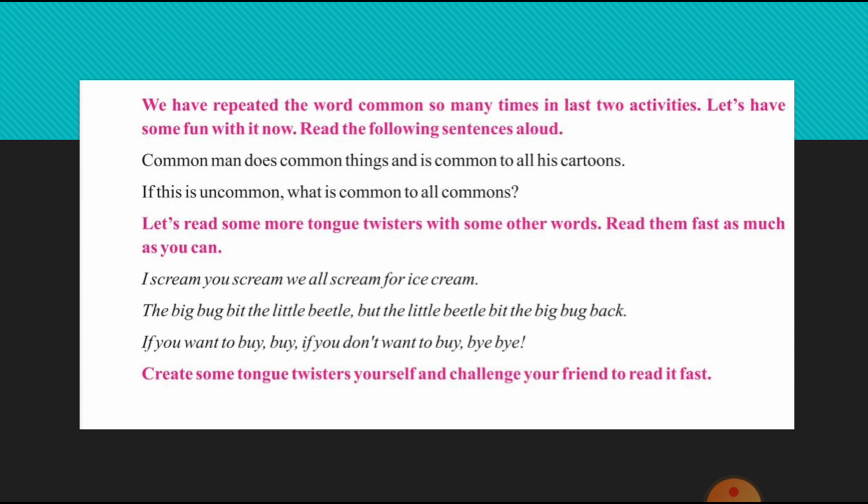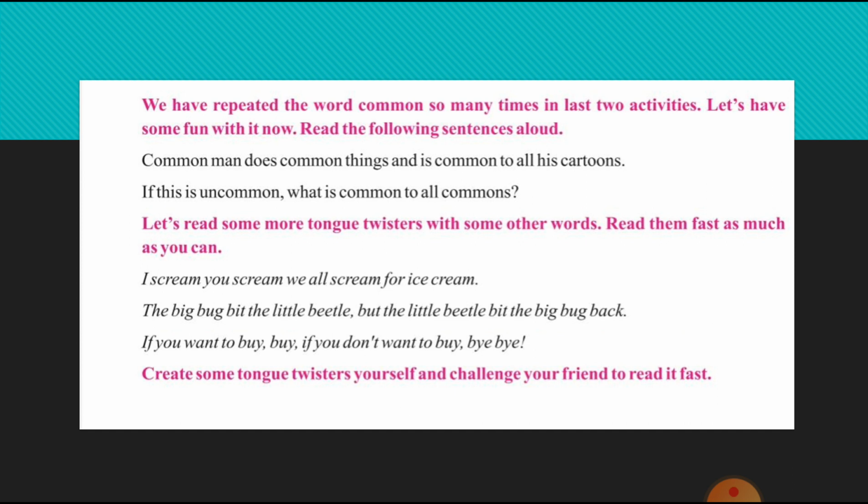And let's read some more tongue twisters. All these are tongue twisters with some other words. Read them as fast as you can. Ice cream, you scream, we all scream for ice cream. The big bug bit the little beetle, but the little beetle bit the big bug back. If you want to buy, buy it. If you don't want to buy, bye bye. So these are some types of tongue twisters which are said very quickly.